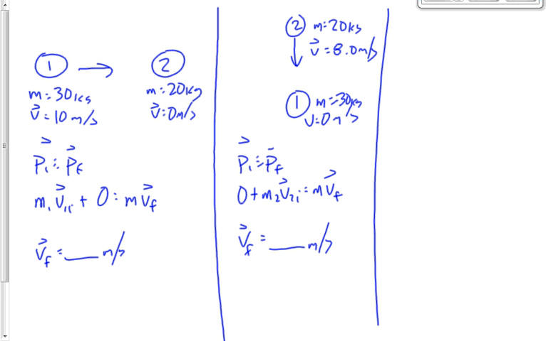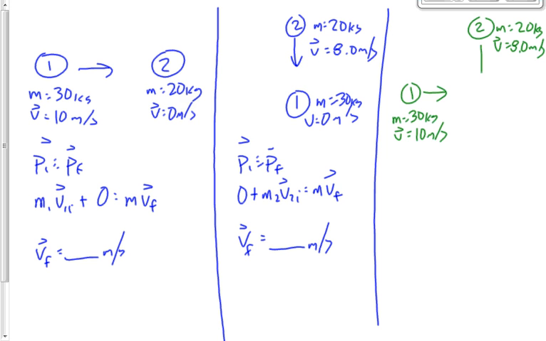Let me give you a third one. This time, we're going to say object number one, which has a mass of 30 kilograms, has a velocity, once again, of 10 meters per second to the right. But this time, object number two, which has a mass of 20 kilograms, is also going to have a velocity, again, of 8 meters per second downward. So this time, they're both moving. Neither of them are at rest.